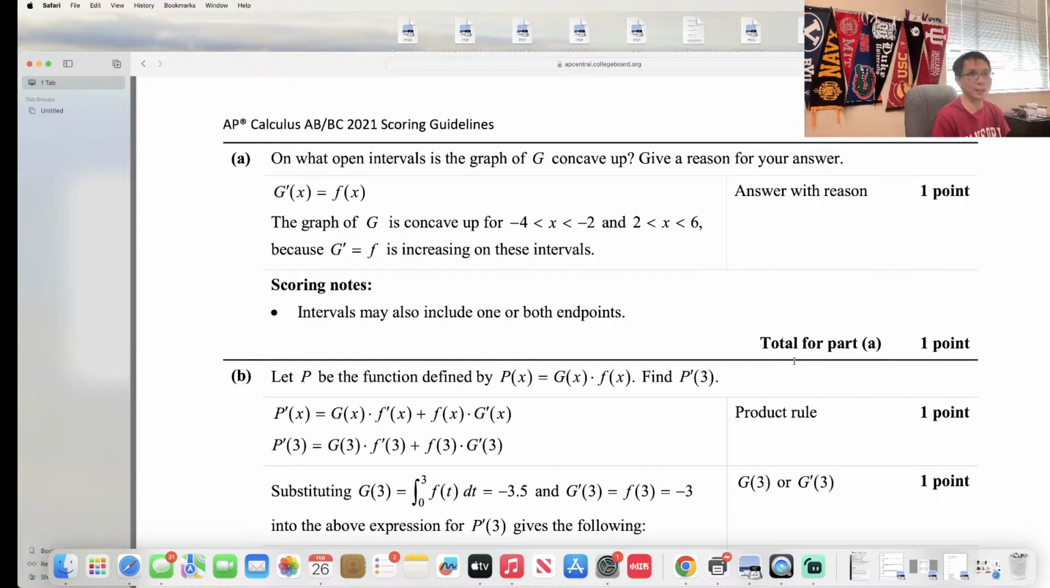Okay, this is the first part. The first part, it says g prime of x equals f of x. The graph of g is concave up between -4 and -2 or 2 and 6 because f is increasing on that interval. That's what you're supposed to write. Answer with reason.